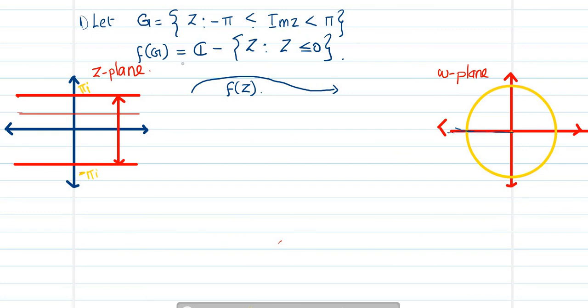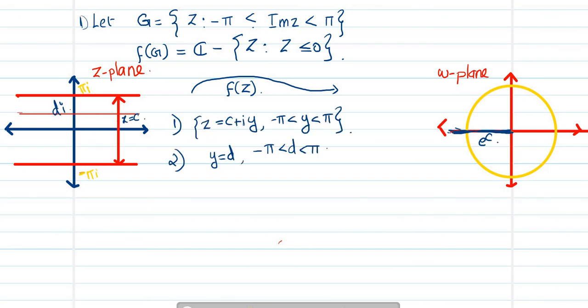And this f maps the vertical segments. Here we can see that z is equal to c plus i y, with minus pi less than y less than pi in this interval. This x equal to c is a straight line segment between minus pi and plus pi. So that is mapped to e raised to c into e raised to i y, where y varies from minus pi to pi. So this is a circle excluding this point. This point is excluded, and y varies from minus pi to plus pi.